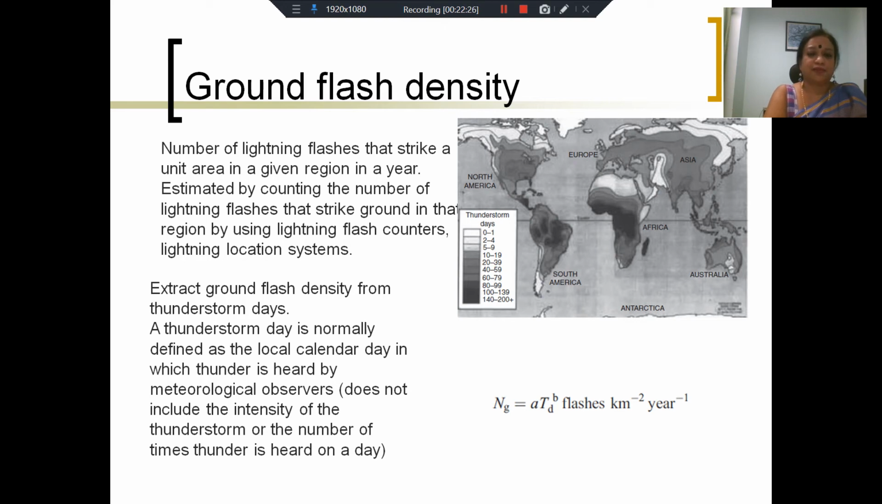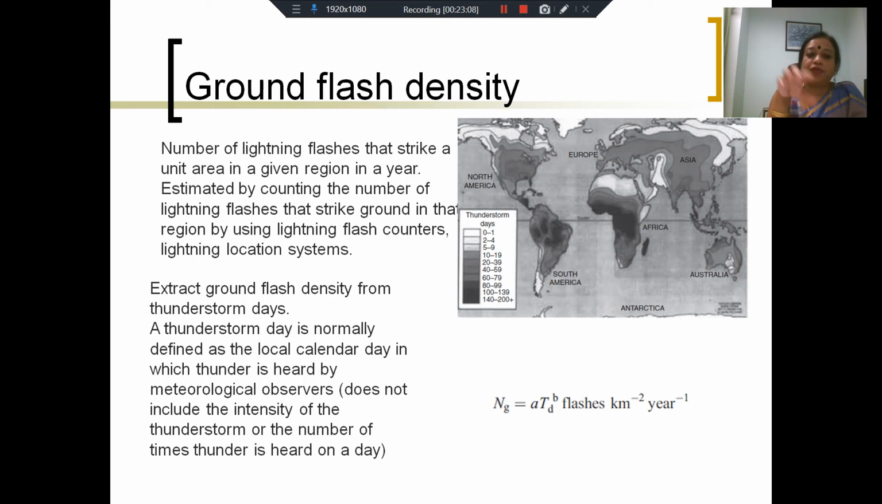How do you measure that? You can estimate the ground flash density in any geographical region by counting the number of lightning flashes that strike the ground in that region. There are various ways of counting lightning flashes. You might be using lightning flash counters, you might be using lightning location systems. So there are various devices by which lightning can be counted, and by counting the number of lightning flashes that strike the ground in that region every year, you will have what is called the ground flash density. So that gives you an idea about how frequent lightning flashes are in that particular region.